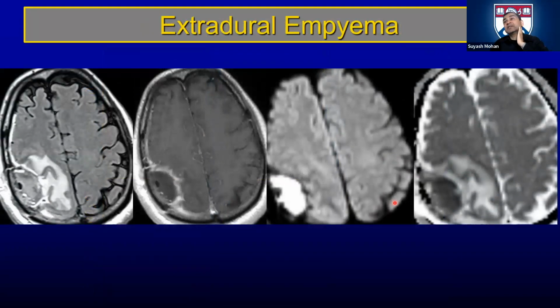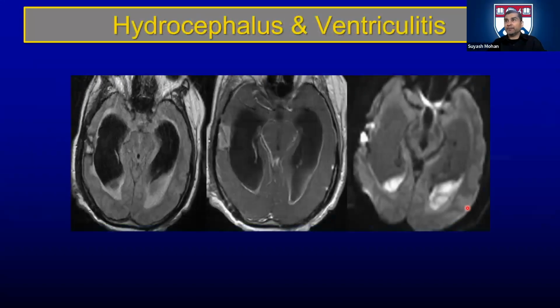Now, what if this empyema is outside the dura mater? This is a post-op case. You notice this craniotomy here, and that is the dural reflection. This collection is outside the dura and restricts diffusion. Notice how black, how dark the signal is on ADC. This becomes an extradural or epidural empyema.